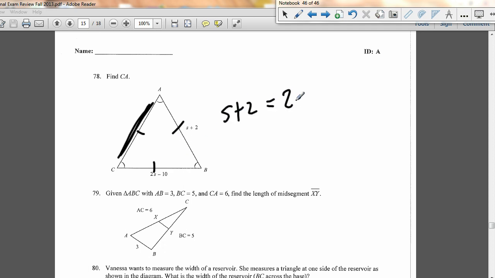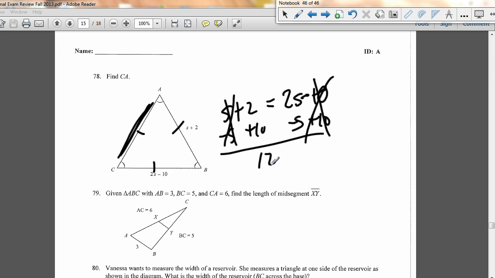S plus 2 equals 2S minus 10. I'm going to add 10, subtract S, those cancel out, these cancel out, so you get 12 equals S. You can figure out how much AC is when you put in 12, it's going to be 14, all of these are 14, if I did my math right. Okay, once again, I know you don't have that page, so you don't have to do that question.